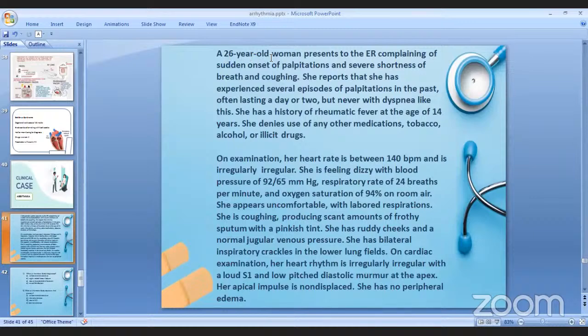A 26-year-old woman presents to the ER complaining of sudden onset of palpitations and severe shortness of breath and coughing. She reports that she has experienced several episodes of palpitation in the past, often lasting a day or two, but never with this dyspnea. So this is the first time she has had a dyspnea attack.